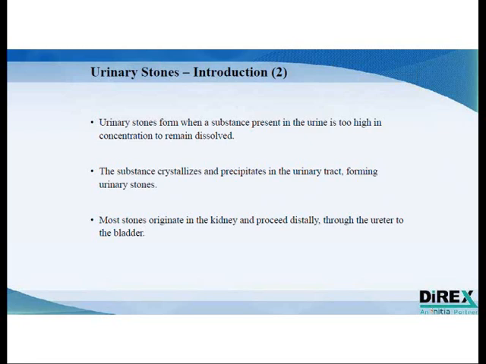Urinary stones are formed when the concentration of urine is too high. Then the crystalline structures begin to form and to increase in size. Of course, the more time you wait, the more the stones grow, and the more the treatment becomes urgent. So most of the stones will start out in the kidney and will migrate down to the ureter.